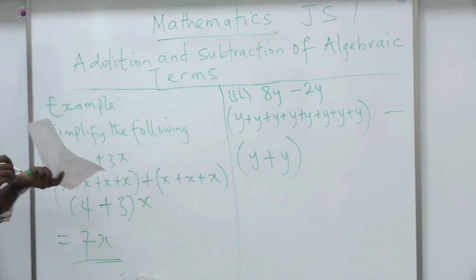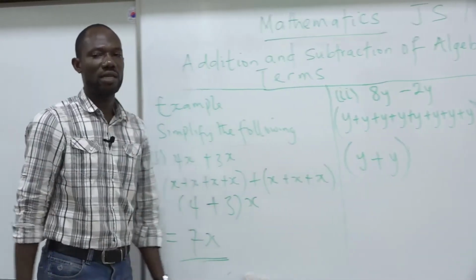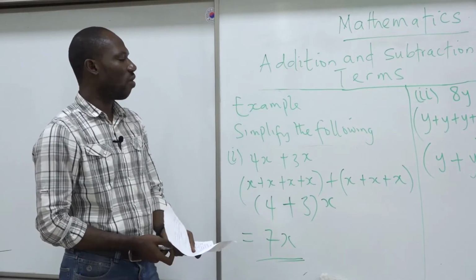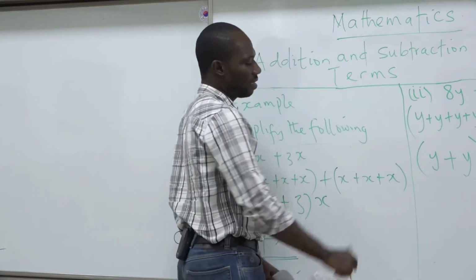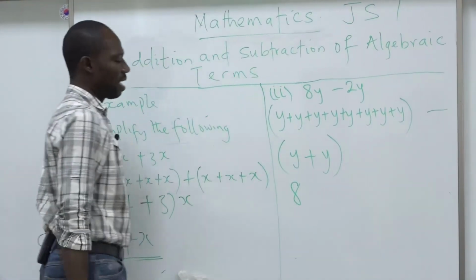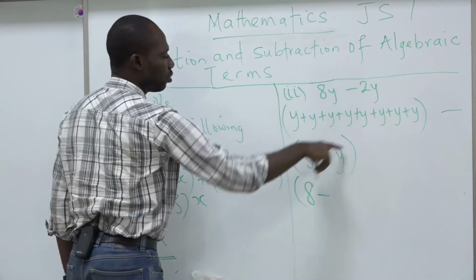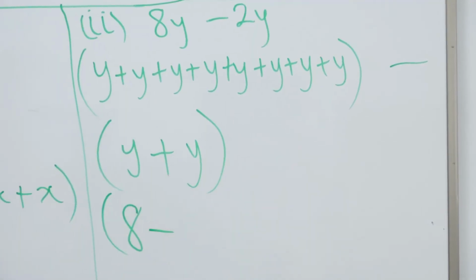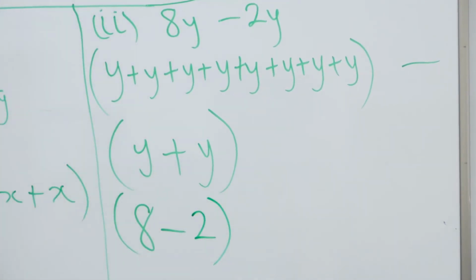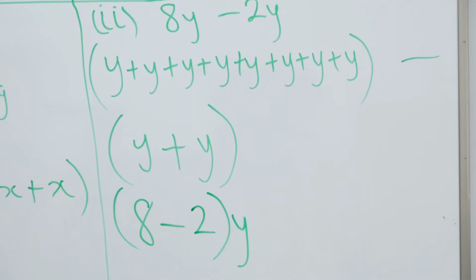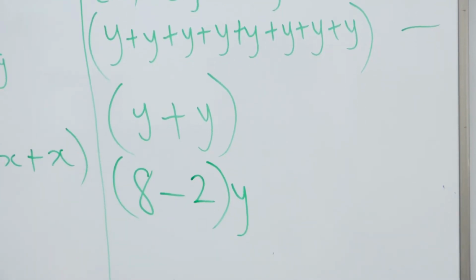We have y in 8 places minus y in 2 places. So this straightforward will give us, if we count here, we have 8, we can write our 8 as this, minus 2, which is y plus y, 2y's. So we'll have our 2 here. And then we'll still attach that y to it because it's the unknown term attached to the known terms.